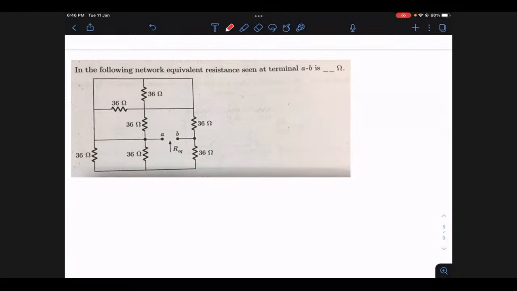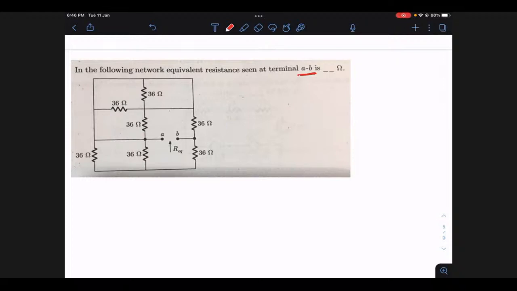Here, I'm interested in finding R equivalent from the AB terminal. I'm not able to see a very straightforward series-parallel. The circuit contains only resistors and so many leads. So what is the right approach to solve it? If you redraw the circuit, the series-parallel connections which are not visible in the original circuit may be discovered: these elements are in series, these elements are in parallel, and accordingly you can proceed.